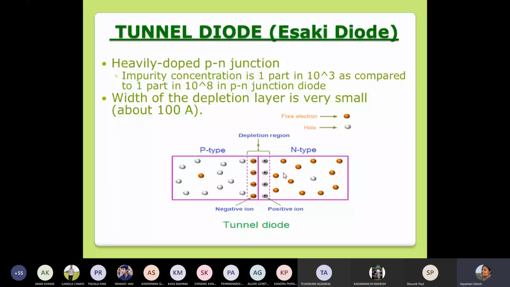How heavily doped am I talking about? The impurity concentration, you know, is usually 1 in 10 to the power 8 for the normal doping level in a normal PN junction. So for each 10 to the power 8 semiconductor atoms, you would dope 1 atom of impurity. In comparison, in the case of a tunnel diode, we have 1 in 10 to the power 3 impurity level. That is a huge fraction, and it is quite substantially more than what we have in normal PN junctions.